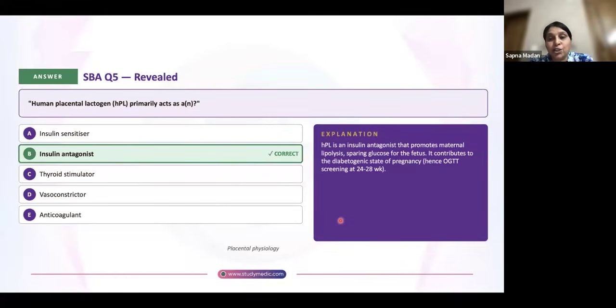And hence, OGTT screening is done at 24 to 28 weeks. When is OGTT screening done early in pregnancy? It is done when in the previous pregnancy the patient also had gestational diabetes. So those are the patients that you will call at booking only. You will tell them to come early for OGTT.